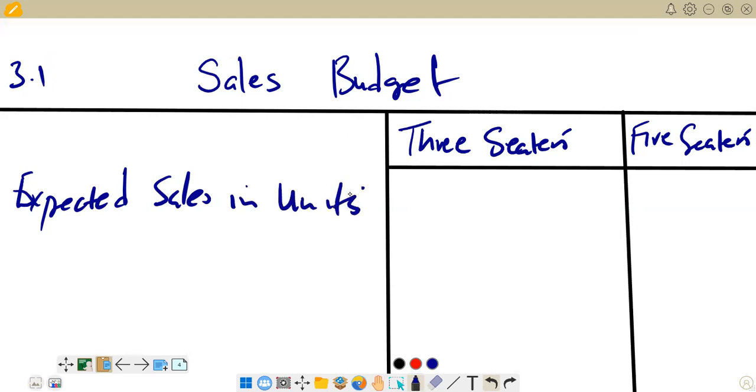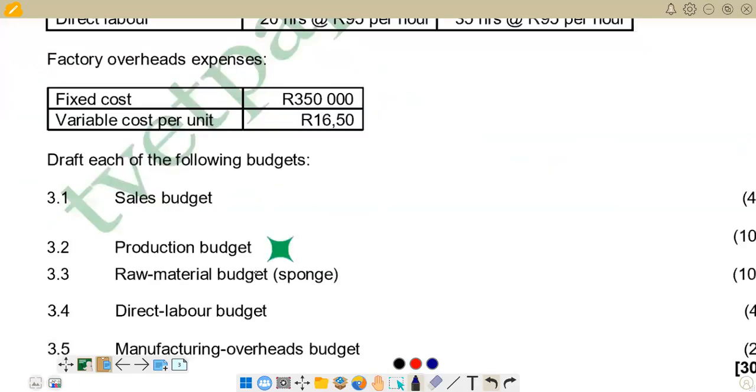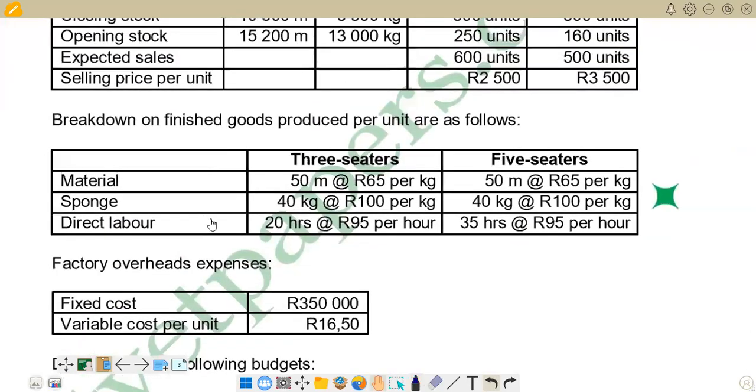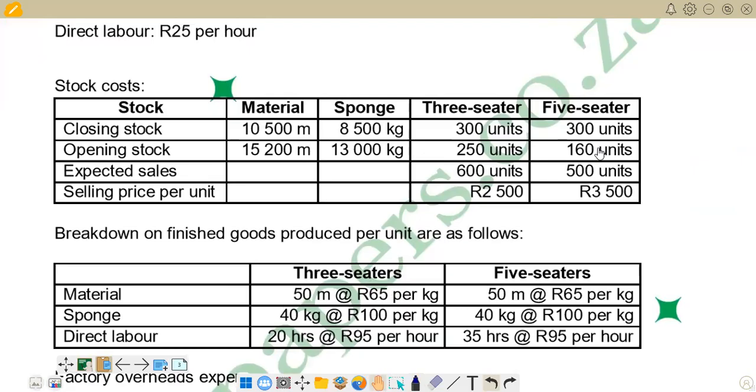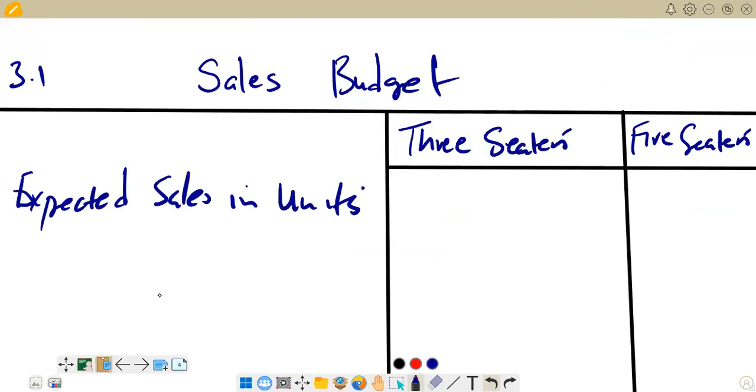So we are going to see what we have in terms of 3-seaters and 5-seaters in expected sales in units. We can go back up to see those descriptions. We see that for 3-seaters, we've got expected sales of 600 units. The 5-seater, we've got 500 units. So these are the figures that we are looking for, 600 and 500. We can go back to enter those figures. We have 600 here, and here we've got 500.